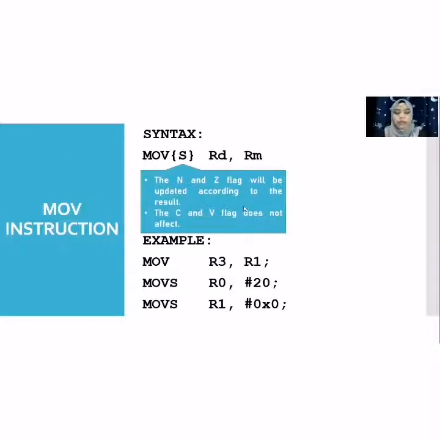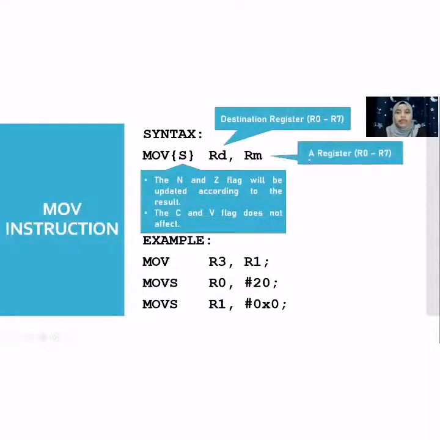Okay, this is RD, which is a destination register, and RM is a register. The restriction for this instruction is both RD and RM must only be specified from R0 until R7, which is the low registers.